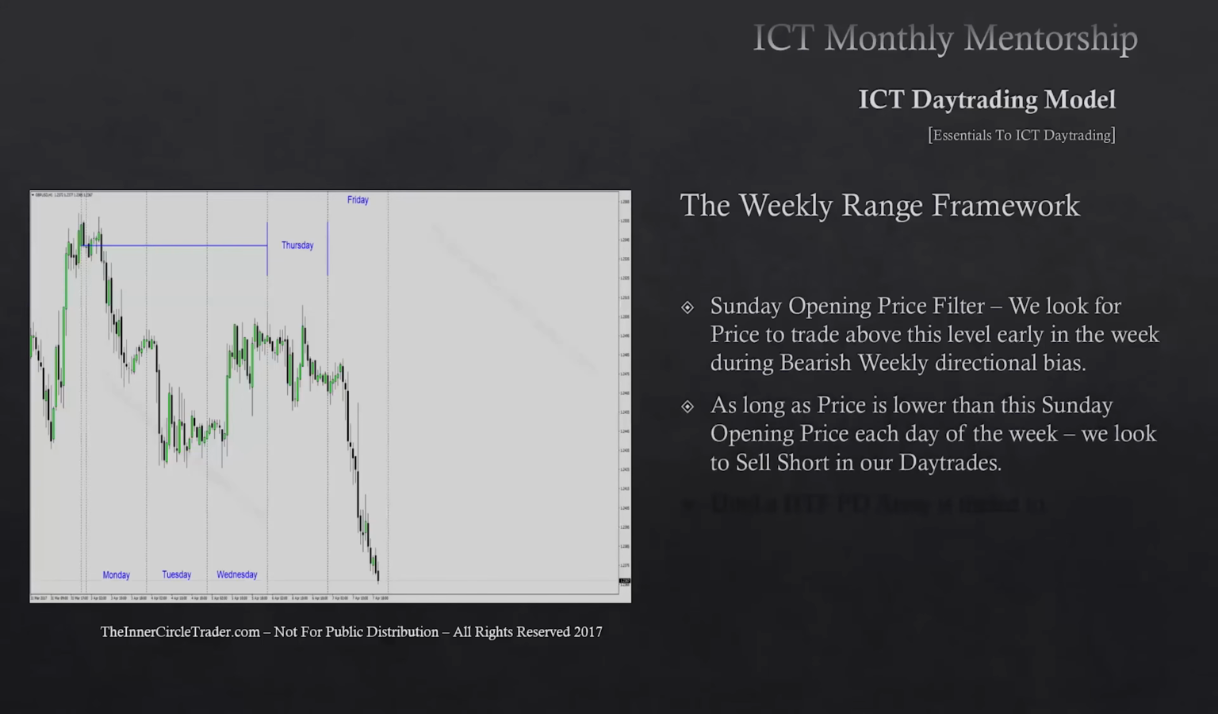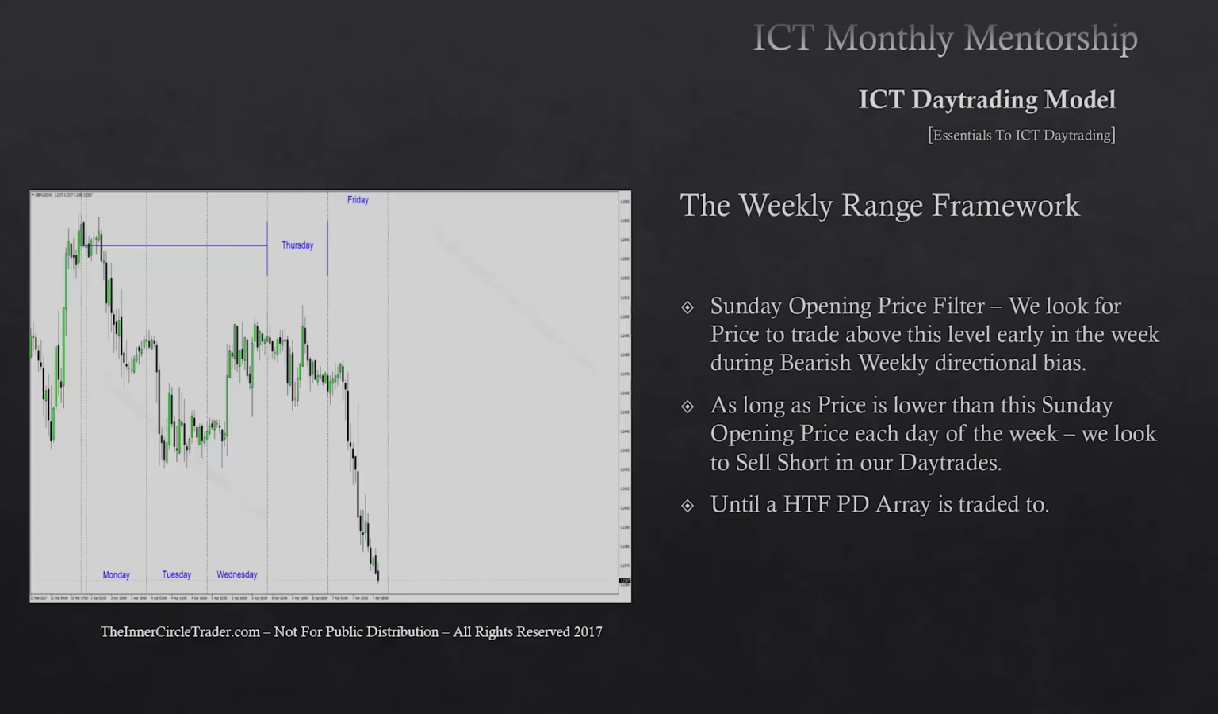And then throughout the rest of the week, as long as price is lower than this Sunday opening price each day of the week, we look to sell short in all of our day trades. Caveat is until a higher time frame PD array that's contrary to how our trade is unfolding is traded to. In other words, if we're looking for bearish ideas, directionally wise, we're expecting the weekly candle to be closing lower than it opened on Sunday. In other words, the weekly candle closing Friday will close lower than it opened on Sunday's opening, or if your data provider opens on Monday. If we're expecting that down candle on a weekly basis, as long as we are trading below the Sunday's opening price, we're looking to sell short every single day in London and continuation in New York.